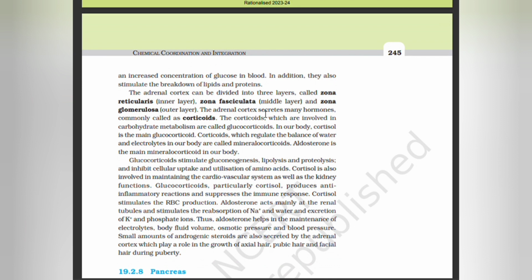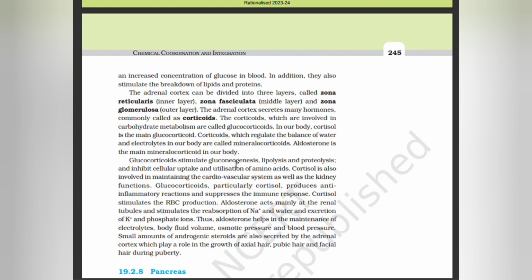Adrenal cortex can be divided into three layers called zona reticularis, zona fasciculata, and zona glomerulosa. Adrenal cortex secretes many hormones commonly called corticoids. Corticoids which are involved in carbohydrate metabolism are called glucocorticoids. In our body, cortisol is the main glucocorticoid. Corticoids which regulate the balance of water and electrolytes in our body are called mineralocorticoids. Aldosterone is the main mineralocorticoid in our body.